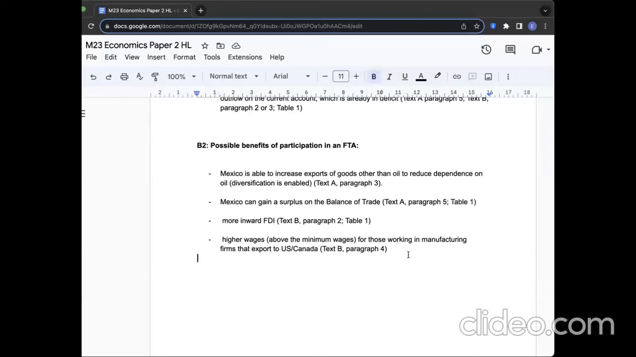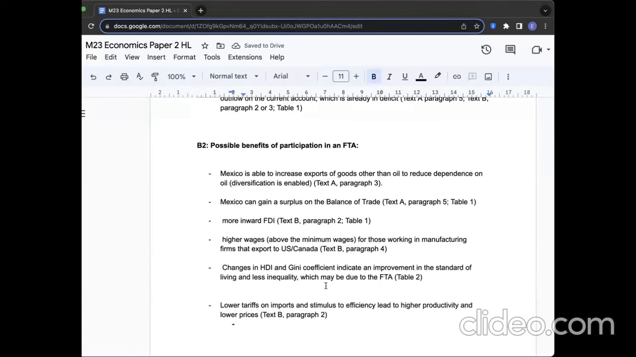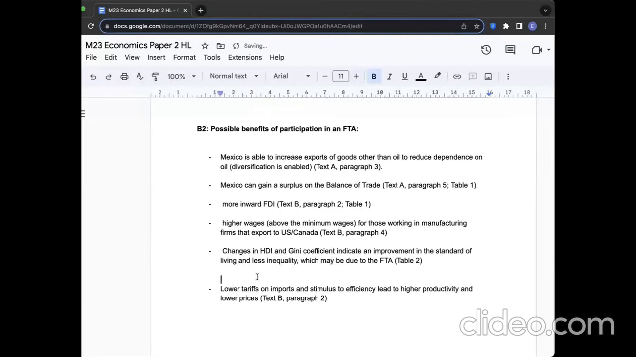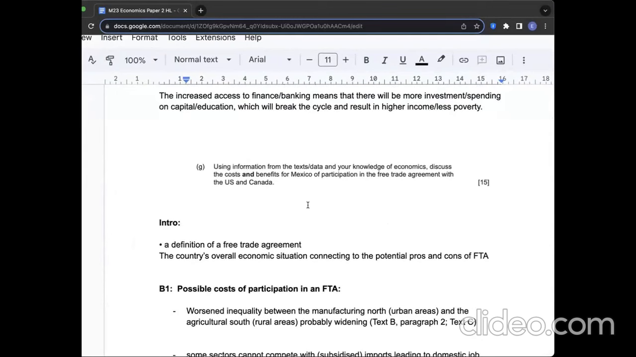Also, as a result of such higher wages or improved working conditions, it's going to somehow affect the HDI and Gini coefficient positively, improving the standard of living in general. Lastly, I want to point out that lower tariffs, thanks to the FTA, will result in efficiency in production, and it's going to make the resource allocation more productive. So that's economically more viable, I want to say. All right, these are the contents that I'm going to write for the 15 marker essay.